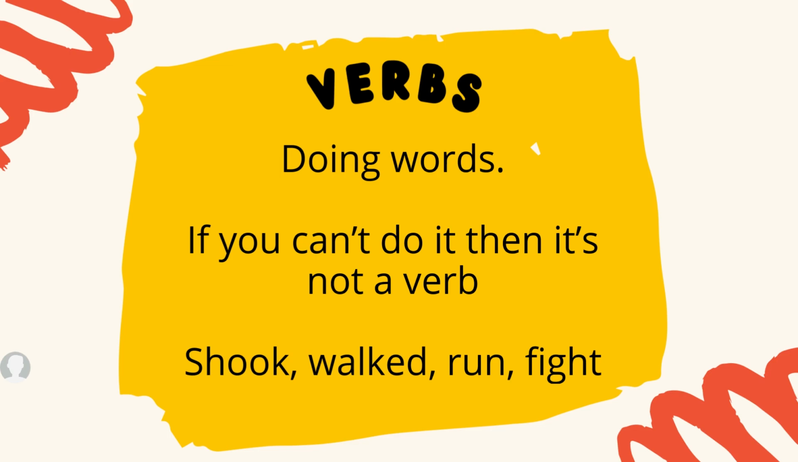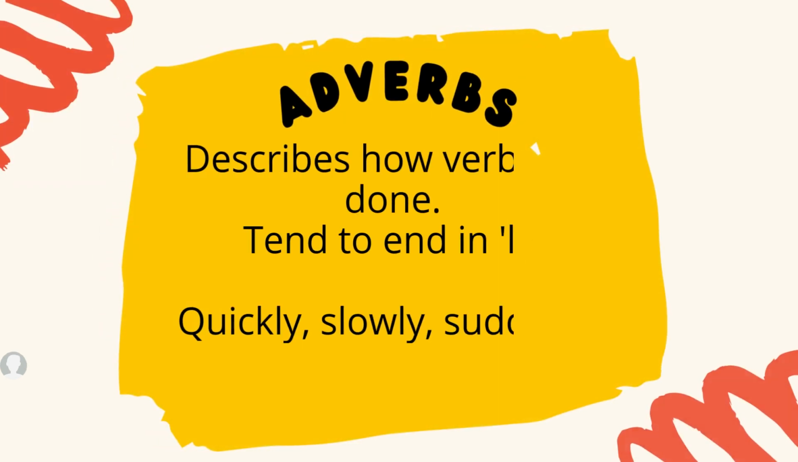Verbs are doing words, so think if you can't do it, then it's not a verb. These look like shook, walked, run, and fight, and these are action words. The next one I'm going to talk about is adverbs, and a way to remember this is that it adds information to verbs. So it describes how the verbs are done. And they tend to end in ly, so it's a way of doing something. So quickly, slowly, suddenly. These tend to be adverbs.